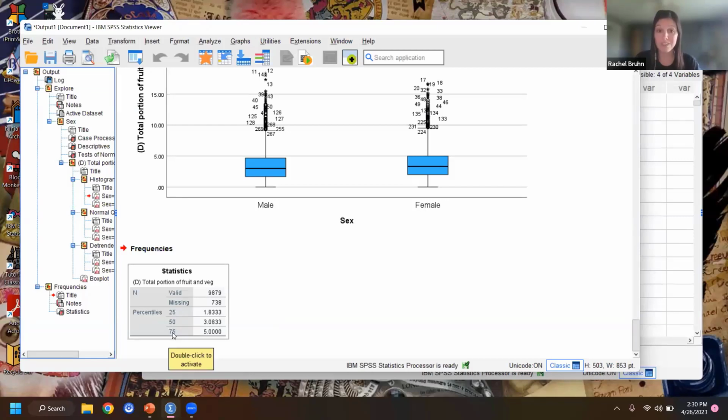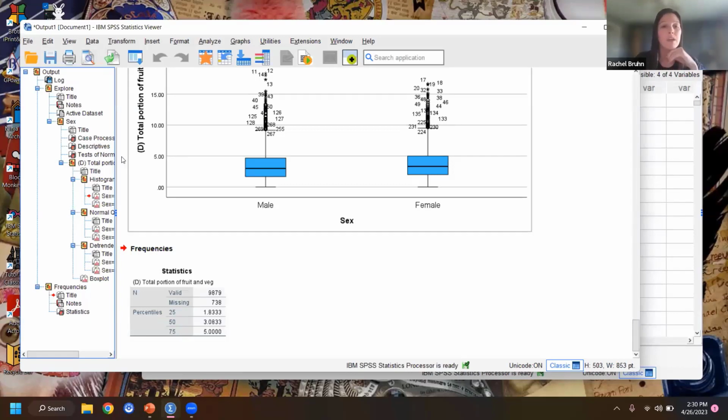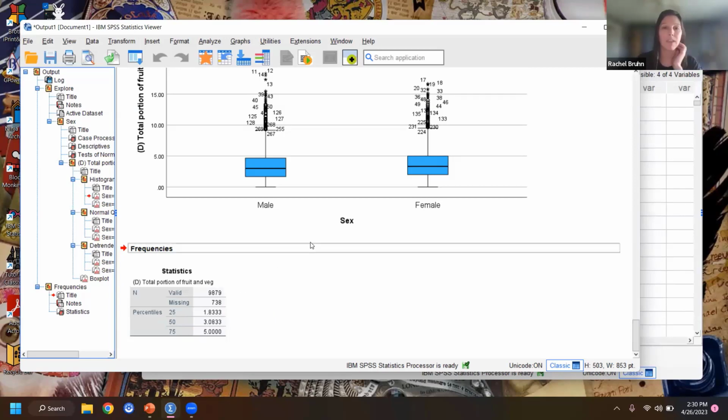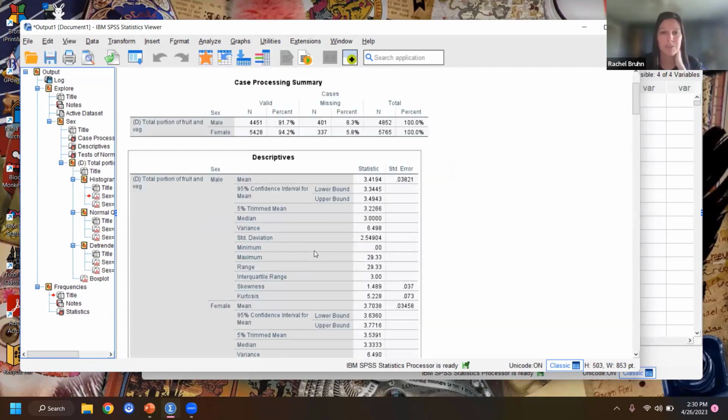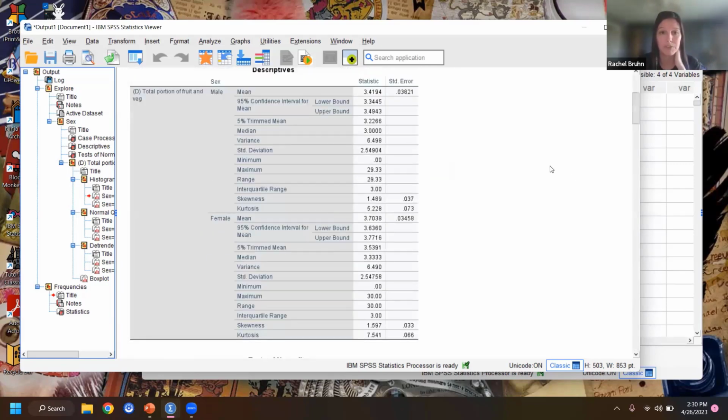So what I'm going to do is just subtract the 25 value, 1.8333, from the 75 value, 5. So my interquartile range is 3.16 repeating. I'm going to take that times 1.5, and that is 4.75. So if I go back up to my descriptive statistics here, and I'm sure I'm losing some of you, and I apologize, I'm looking at the minimum and maximum values.